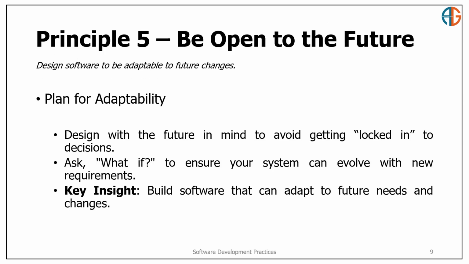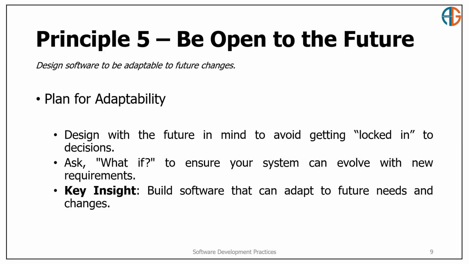Principle 5. Be open to the future. Software should be designed to adapt to future changes. This principle is all about flexibility. Technology evolves, user needs change, and requirements come up all the time. If you lock your design into a rigid structure, it will be harder to adapt in future. Always design with future possibilities in mind.